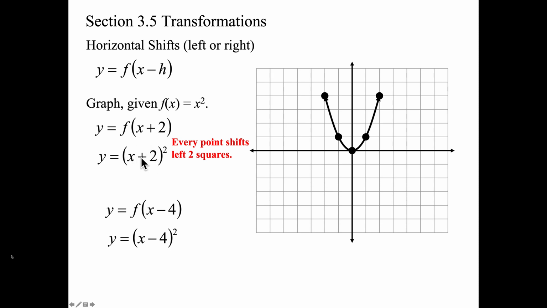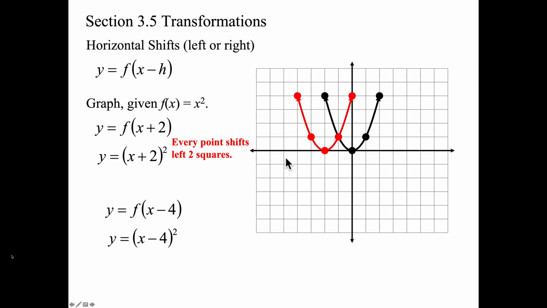And one rule that I like to do is just simply do this. Take whatever is inside your parentheses, set it equal to 0, and solve for x, and that's going to tell you exactly what's happening. So x plus 2 equals 0, x equals negative 2, everything's going to the left 2.